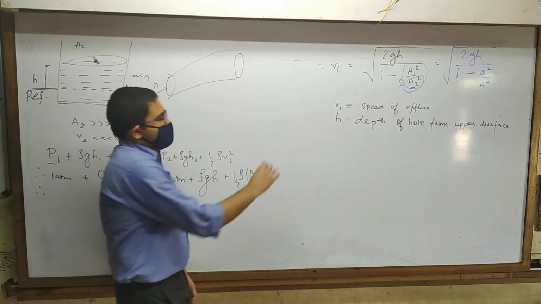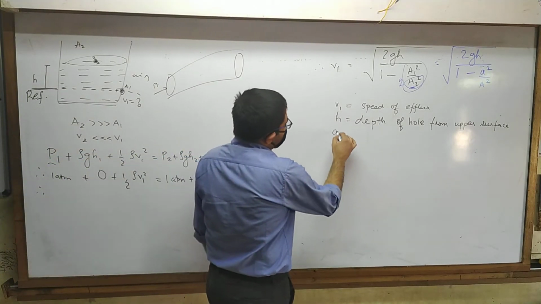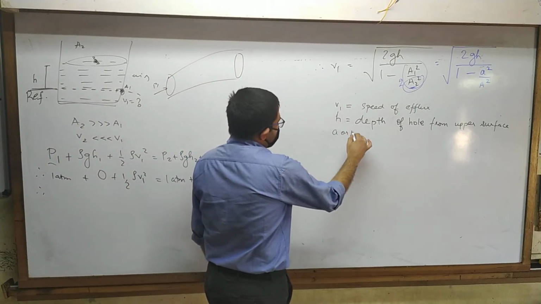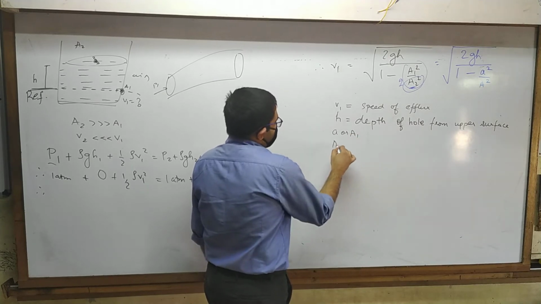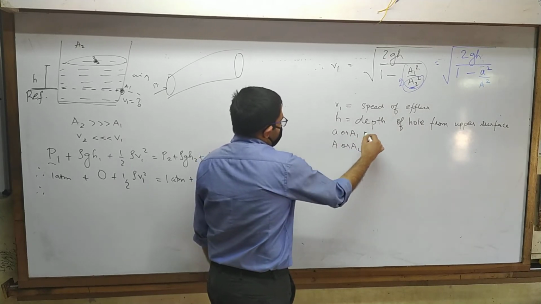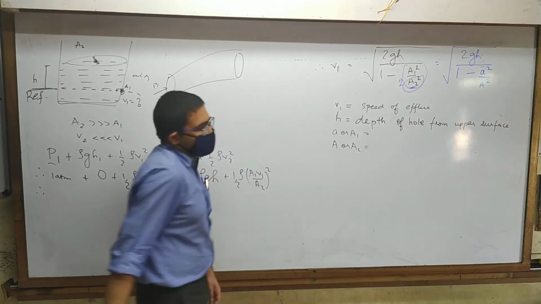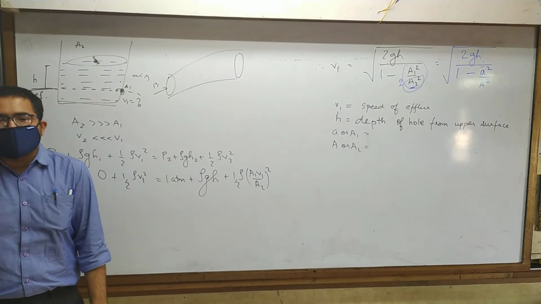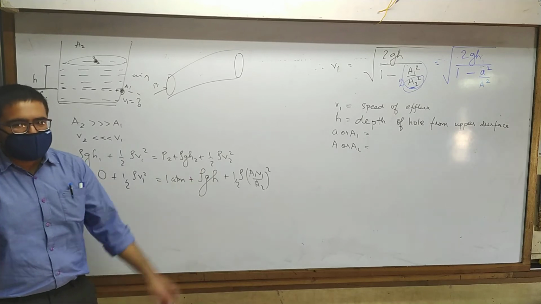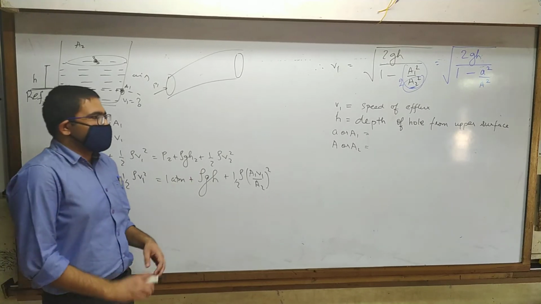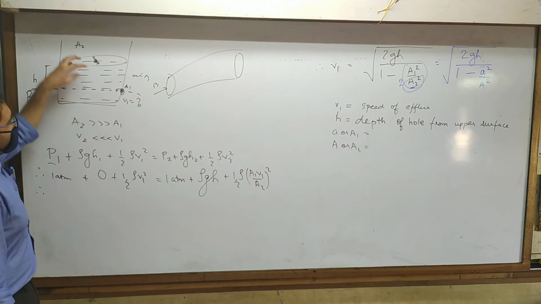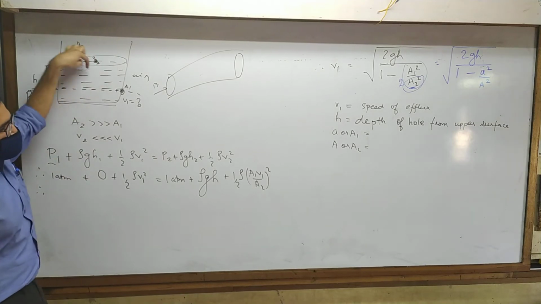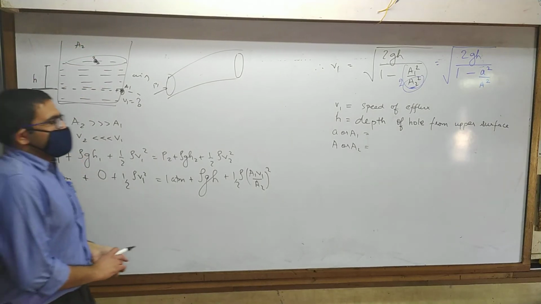Alright? Next. Small a or A1, whichever you are writing, and capital A or A2, whichever you are writing. Small a, lowercase a for what? Area of the hole. Right? Area of the hole. And capital A for area of the vessel. This area, the cross-sectional area of the vessel.